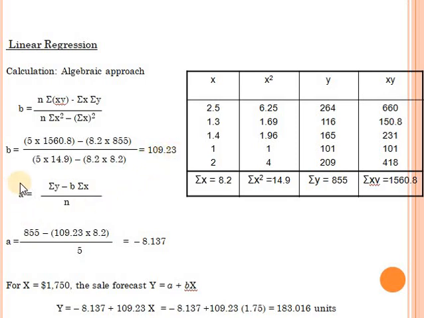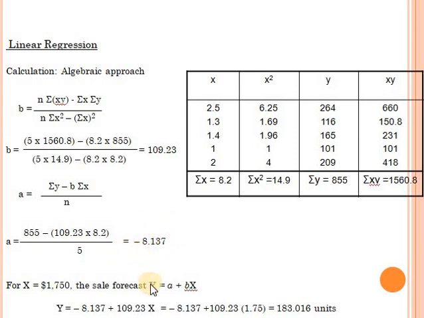Now we'll have to begin with the equation of A. It is the summation of y. I already have it. This is it. Minus b, this is the value of b that I got, multiplied by the summation of x over n, the number of periods. So this is the value of A. I got it.